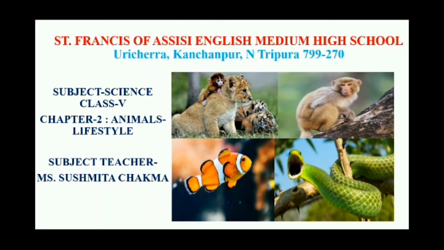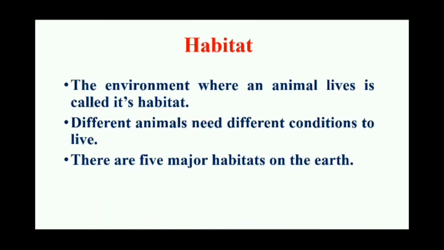So this is our first topic, habitat. So let us know first what is habitat. So the environment where an animal lives is called what? Habitat. So the habitat of an animal provides what? Provides food, shelter and suitable conditions to live.